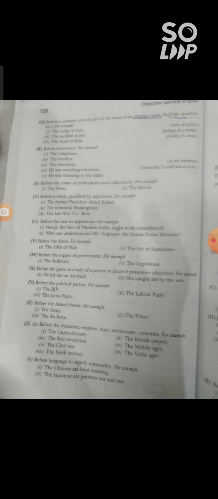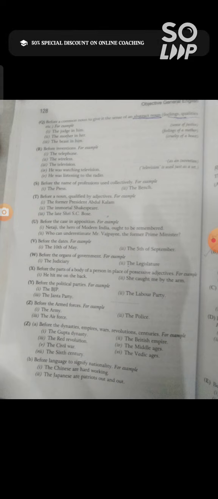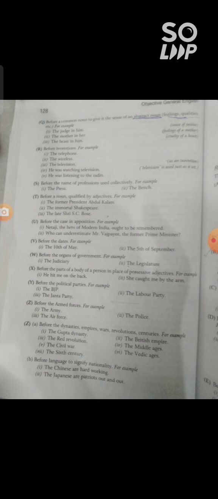And before a language, to signify nationality: the Chinese are hardworking, the Japanese are patriotic. Before a language itself we don't actually use it, but when it signifies nationality, we use it. But for the English language, the mathematics, we don't say that. When the language signifies especially the nationality, like the Japanese, the Chinese, we use the articles.